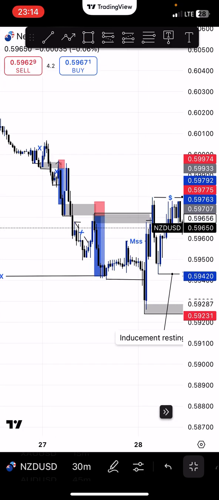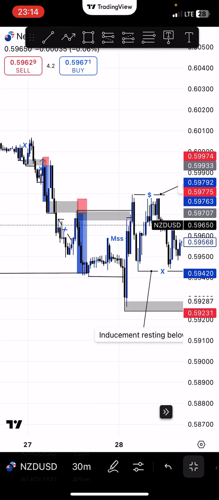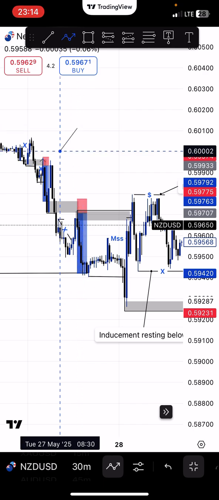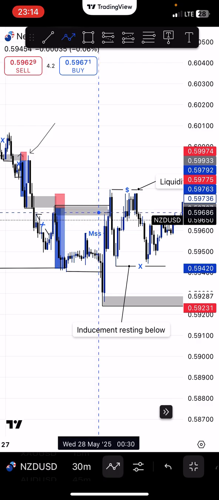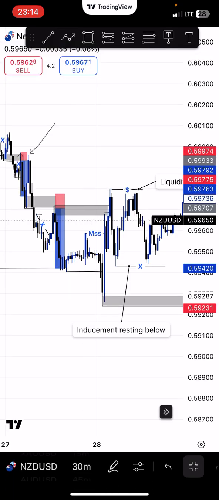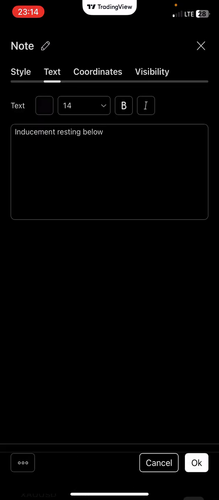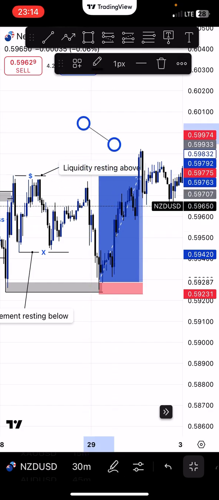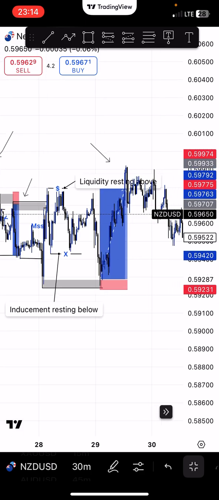So this was how I caught one sell and one buy. I didn't catch this sell, but I caught this sell, and I caught this buy. Basically I caught this trade.